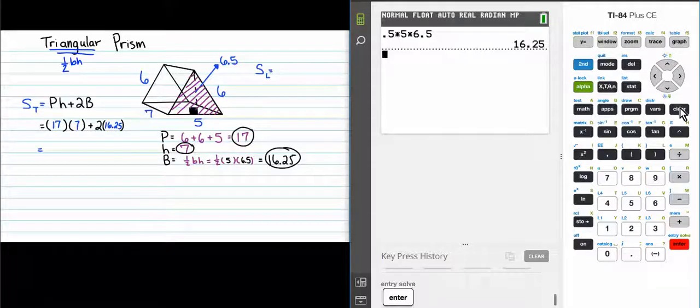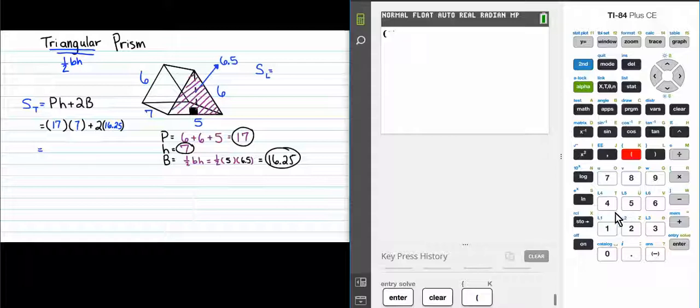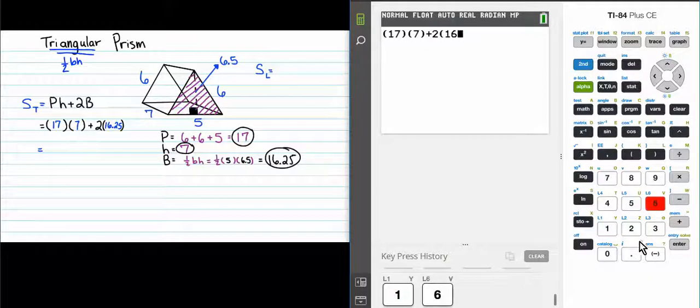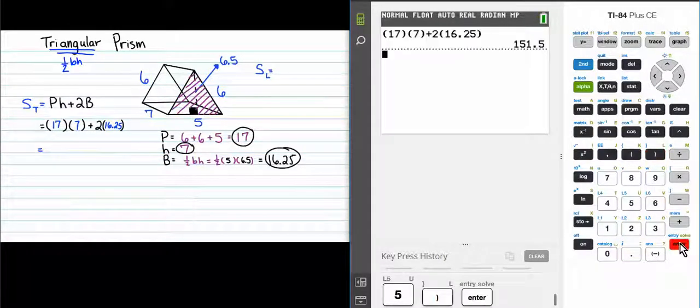And you type it in the way you set it up. So 17 times 7 plus 2 times 16.25. And so my total surface area will be 151.5 units squared.